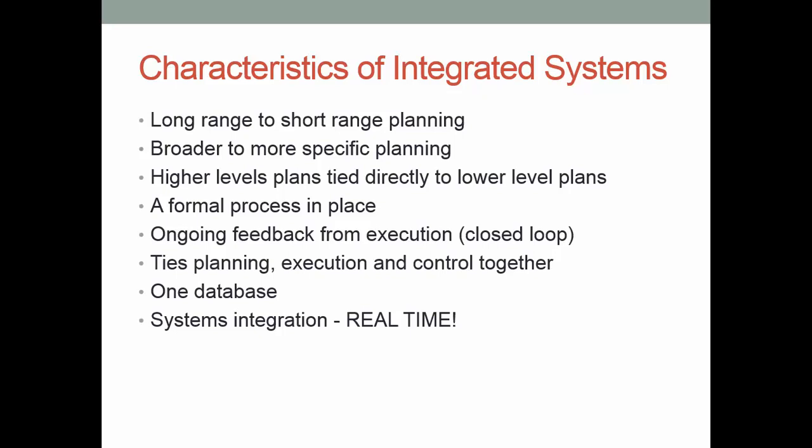Characteristics of integrated systems: we have long-range and short-range planning, broader to more specific planning, higher level plans tied directly to lower level plans, a formal process in place, ongoing feedback of execution, a closed loop that ties planning, execution, and control. It's all about one database, and the whole database is integrated in real time so that whatever happens in one aspect of the database is reflected in the other aspects of what you're doing. So that's what we talk about when we talk about an integrated system. And we've had these discussions in class in the past as well, so this should be pretty familiar for you.